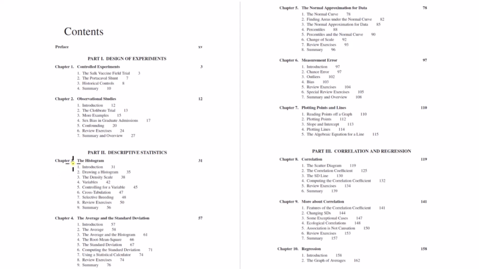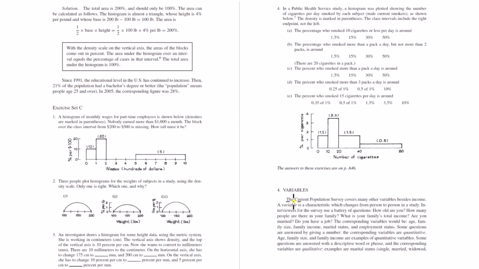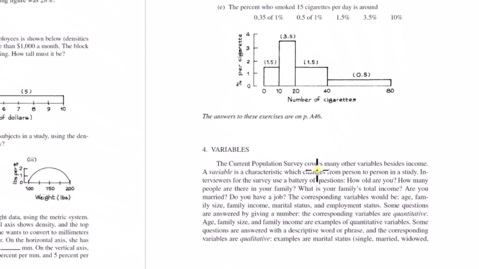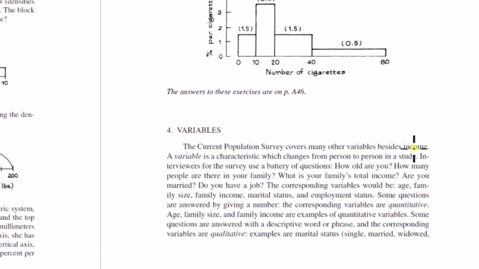Okay, we're continuing with Chapter 3 of the Statistics textbook on the histogram. In this video, we're going to go through Section 4, Variables. So variables in a histogram. The current population survey covers many other variables besides income. So we're still talking about this population survey in this chapter.